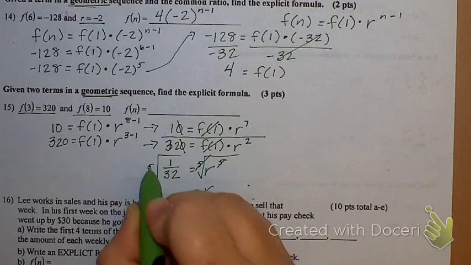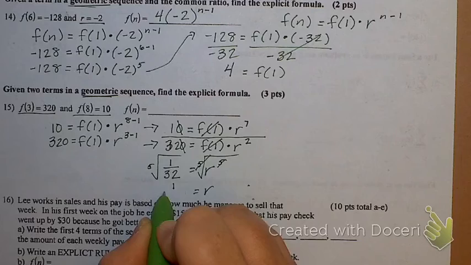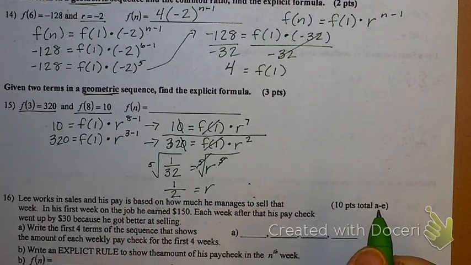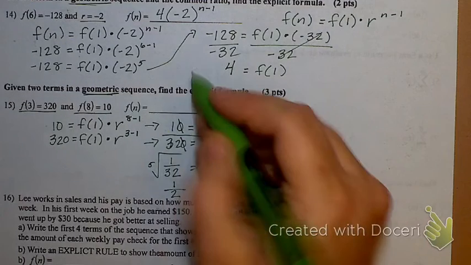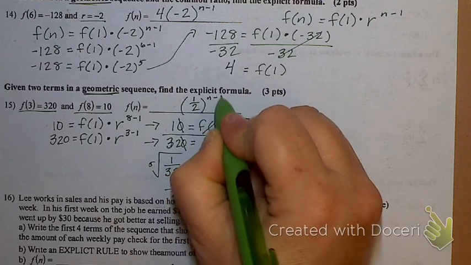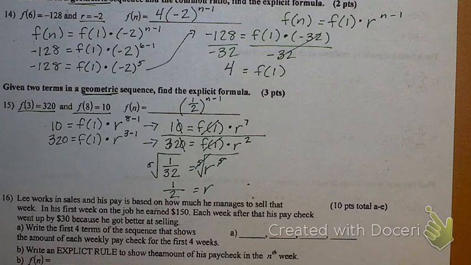Well, what's the 5th root of 1? 1. What's the 5th root of 32? 2. So my r value is 1/2. So my equation is going to be f of n equals something times 1/2 to the n minus 1. So far, so good?